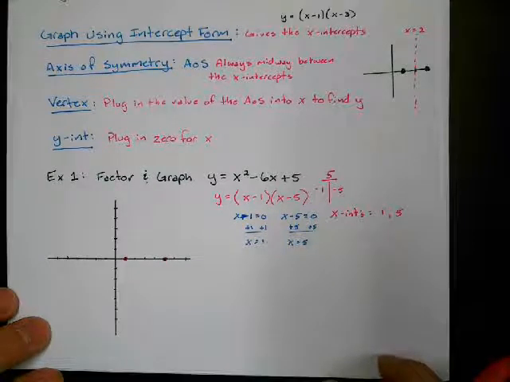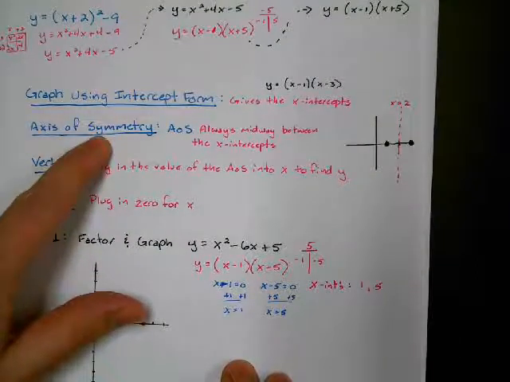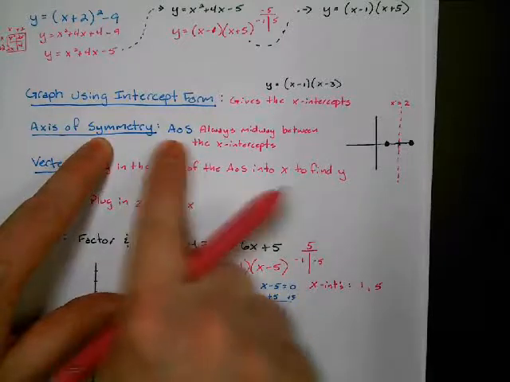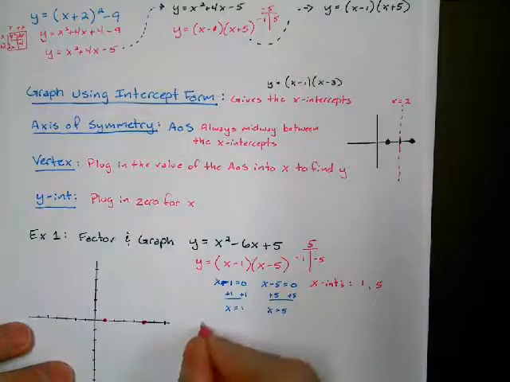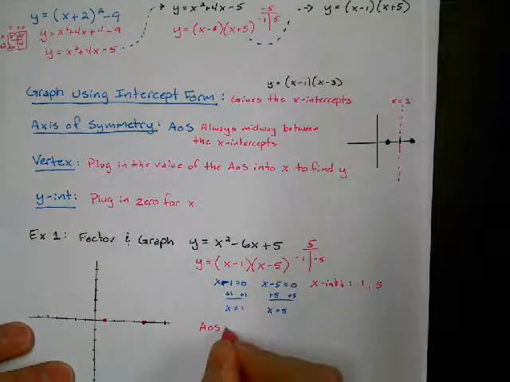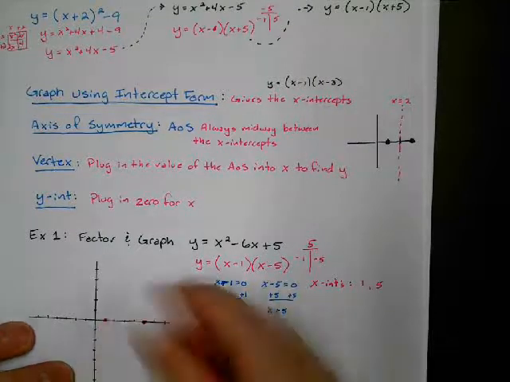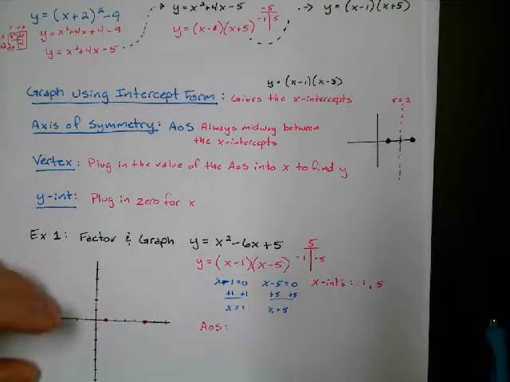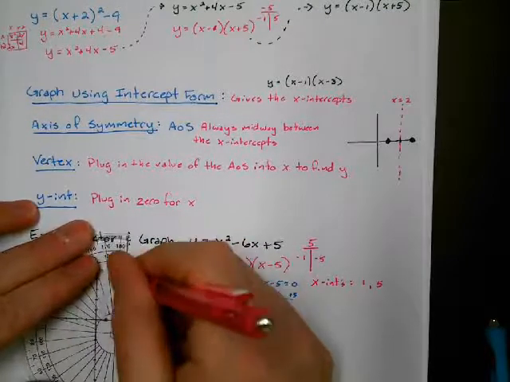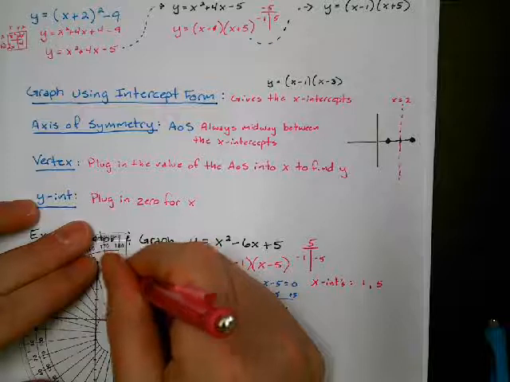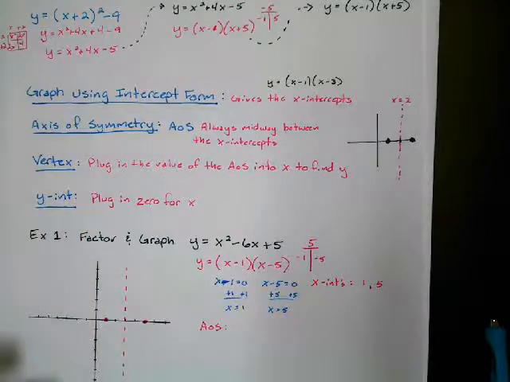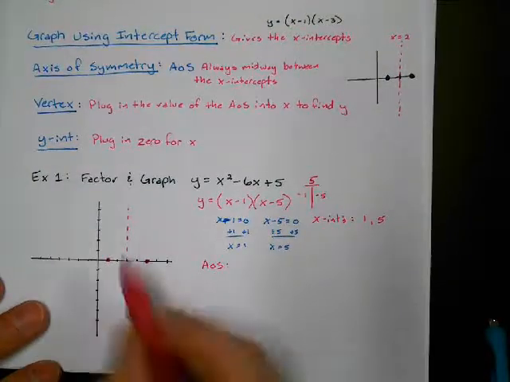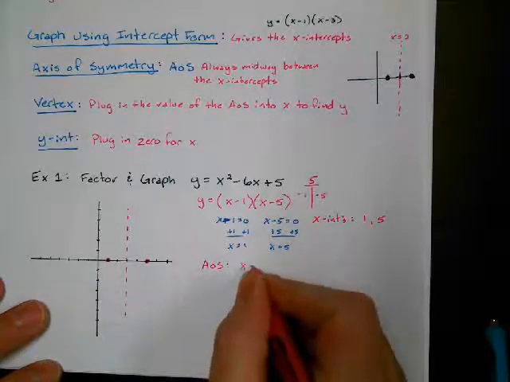So now what I'm going to do is go to this next part and find my axis of symmetry. The axis of symmetry is always midway between the x-intercepts. So my axis of symmetry is always going to be halfway in between there. Well, halfway in between is going to be this line right here. Okay, that's going to be the halfway mark. So what is the equation of that? That is x equals 1, 2, 3, x equals 3.